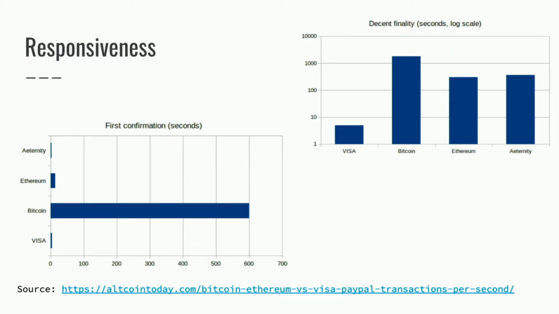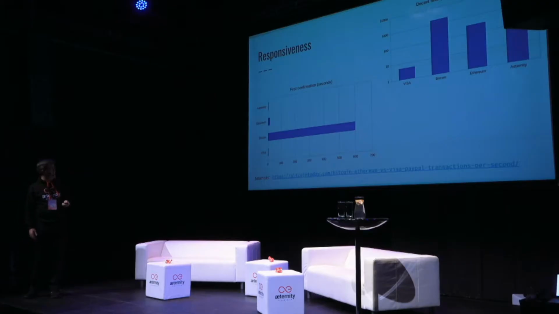That's been talked about a little bit. You have here, for example, first confirmation. This is not a log scale, and a big bar is not good in this case. So Bitcoin, you have 10-minute block intervals, so you may have to wait 10 minutes to see if it even got on chain to begin with. Ethereum, about 15 seconds. Aeternity, 3 seconds. Visa, just winging it. How long does it take for a credit card transaction to be approved? Not many seconds.